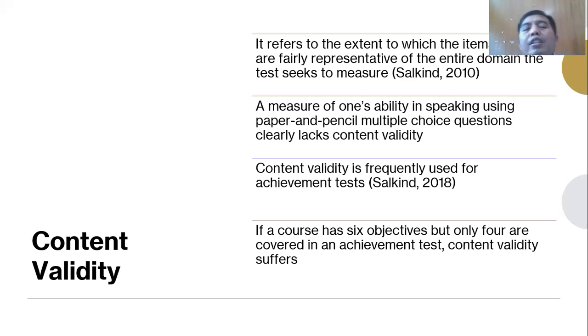The content validity is frequently used for achievement tests. So here's another example. If your language program or your course has 6 objectives, for example, your objectives range from C1 to C6 with reference to the Bloom taxonomy framework, but only 4 out of these 6 objectives are covered in the test, then your test lacks content validity as well.